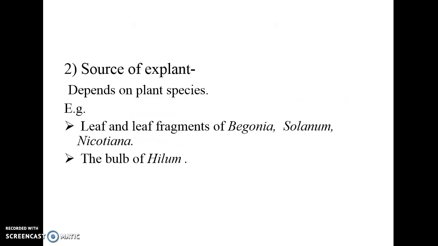Then source of the explant. Keep in mind in plant tissue culture, the response is going to vary with the plant species. For example, the source of the explant will vary depending upon the plant species. In case of Solanum, Nicotiana, and Begonia plants, the leaf and leaf fragments are the better explant. In case of Hyoscyamus plant, the bulb is used as an explant.